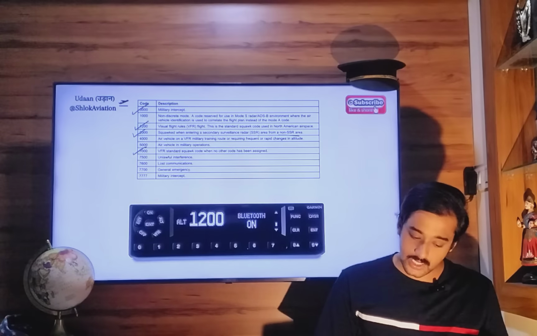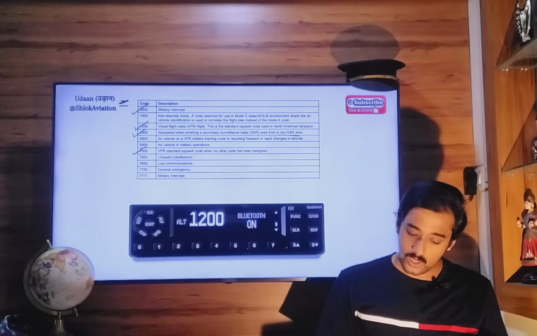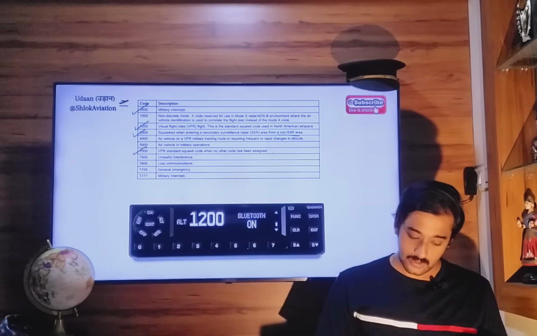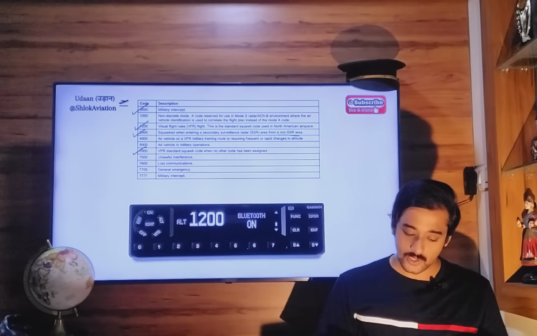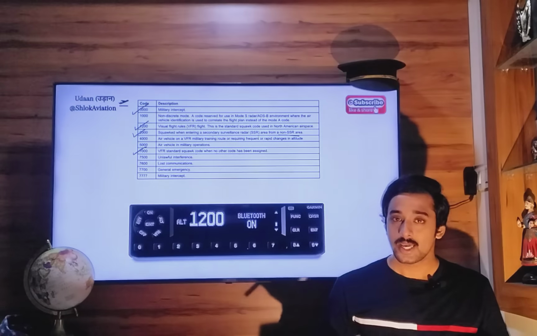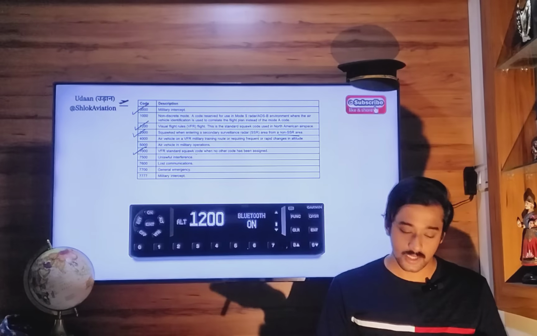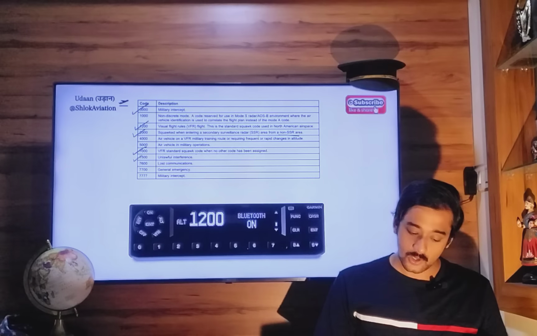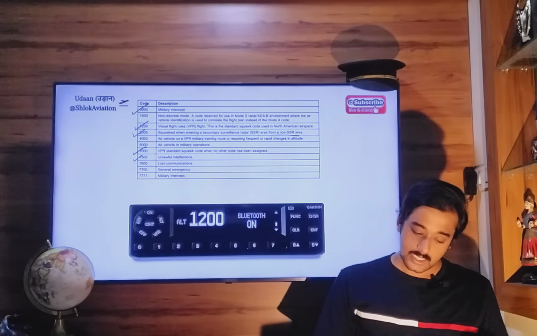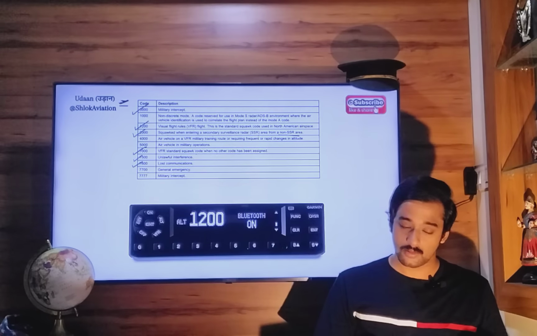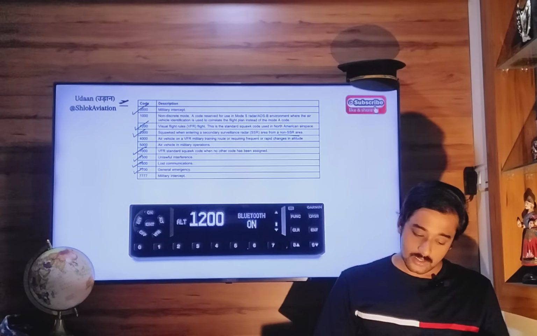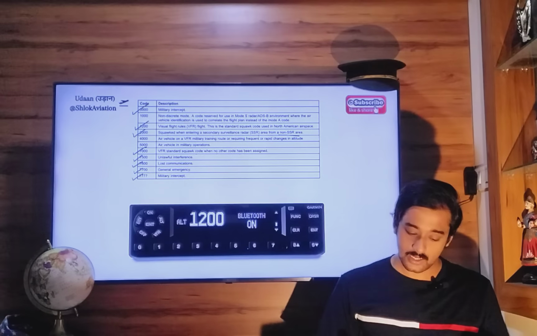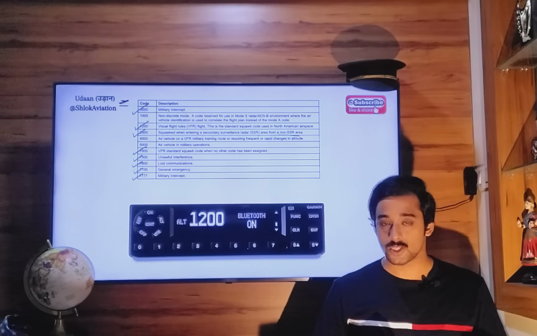7000 is the VFR standard SSR code when no other code has been assigned. Okay, so in some countries 7000 can also be put for VFR. In America 1200 is used. 7500 unlawful interference, 7600 lost communications, 7700 emergency, 7777 is again military interception.